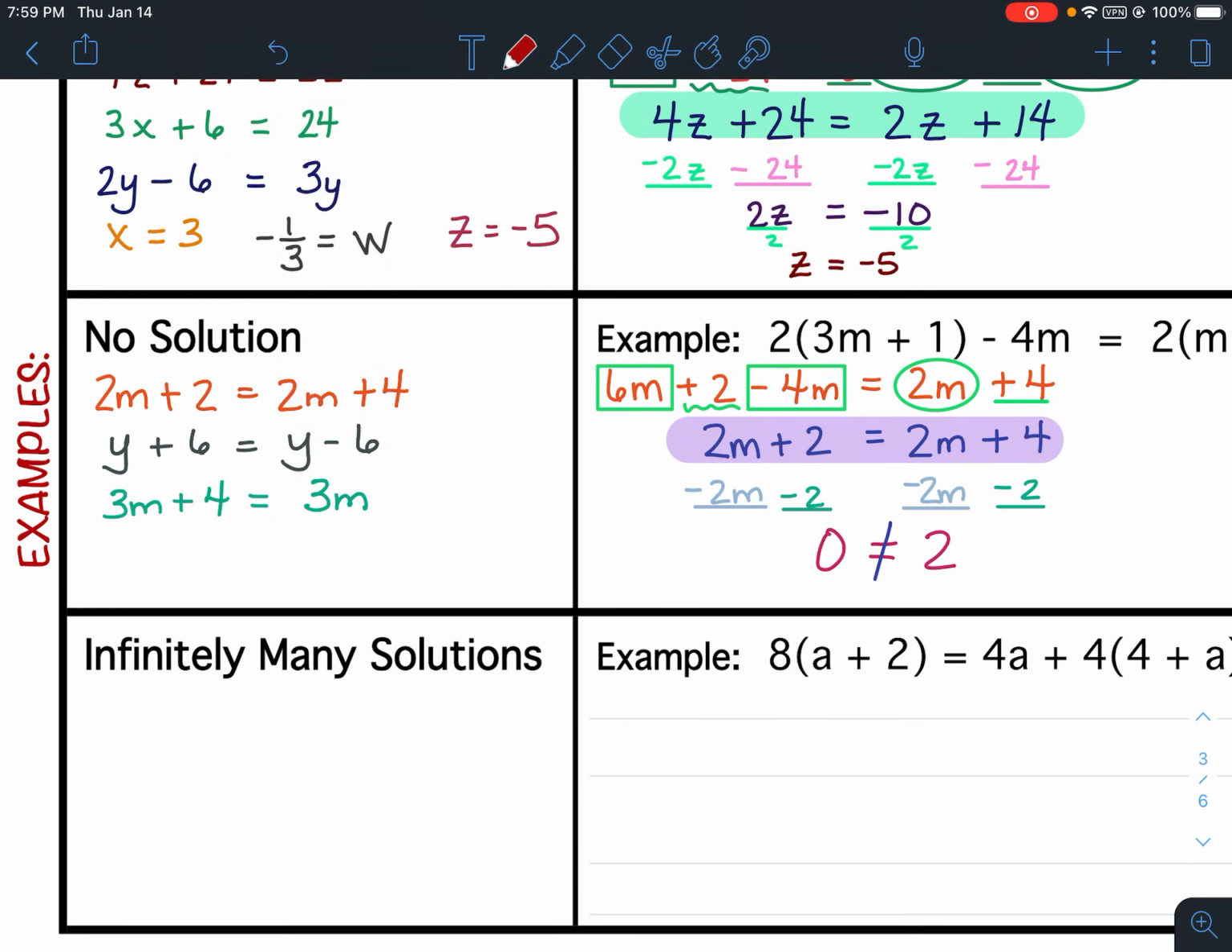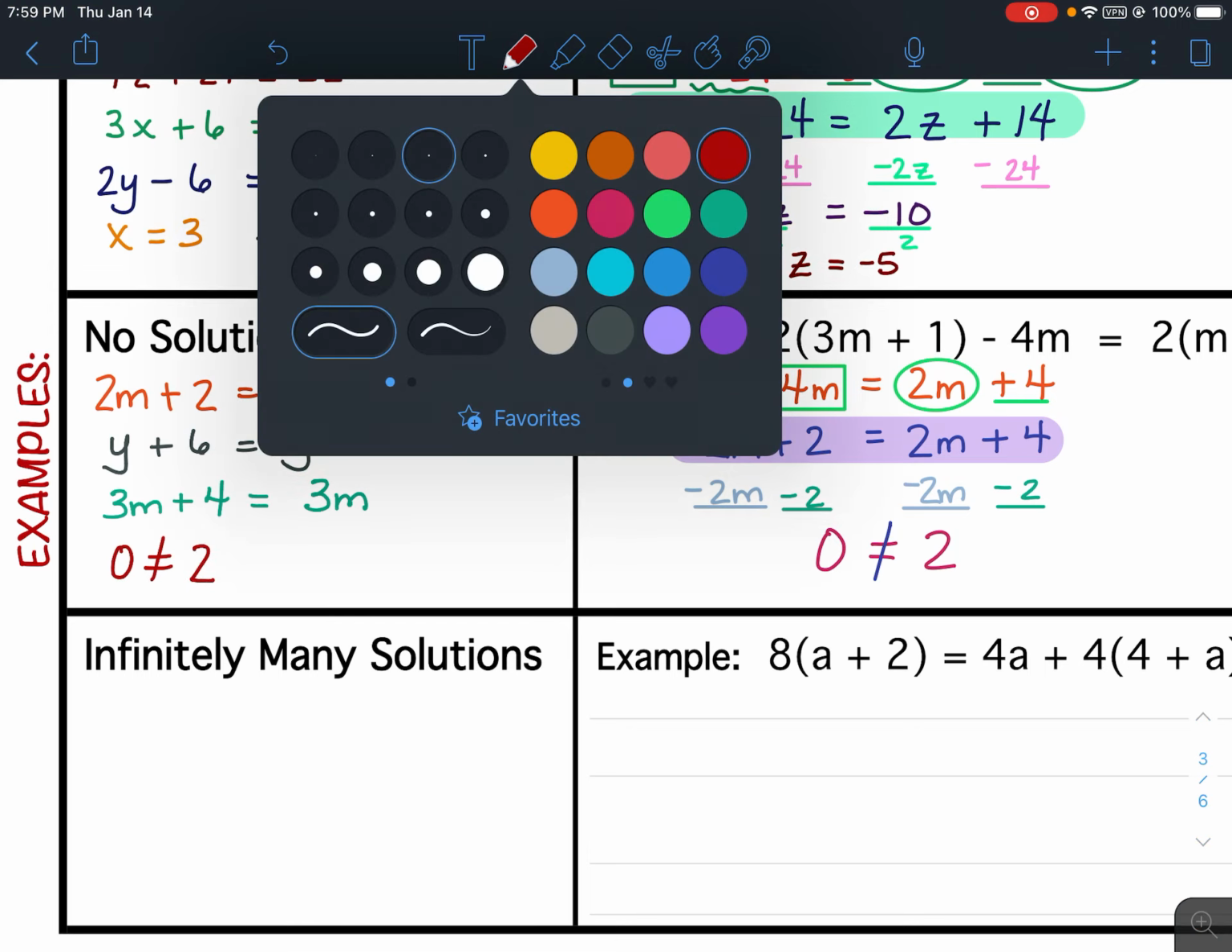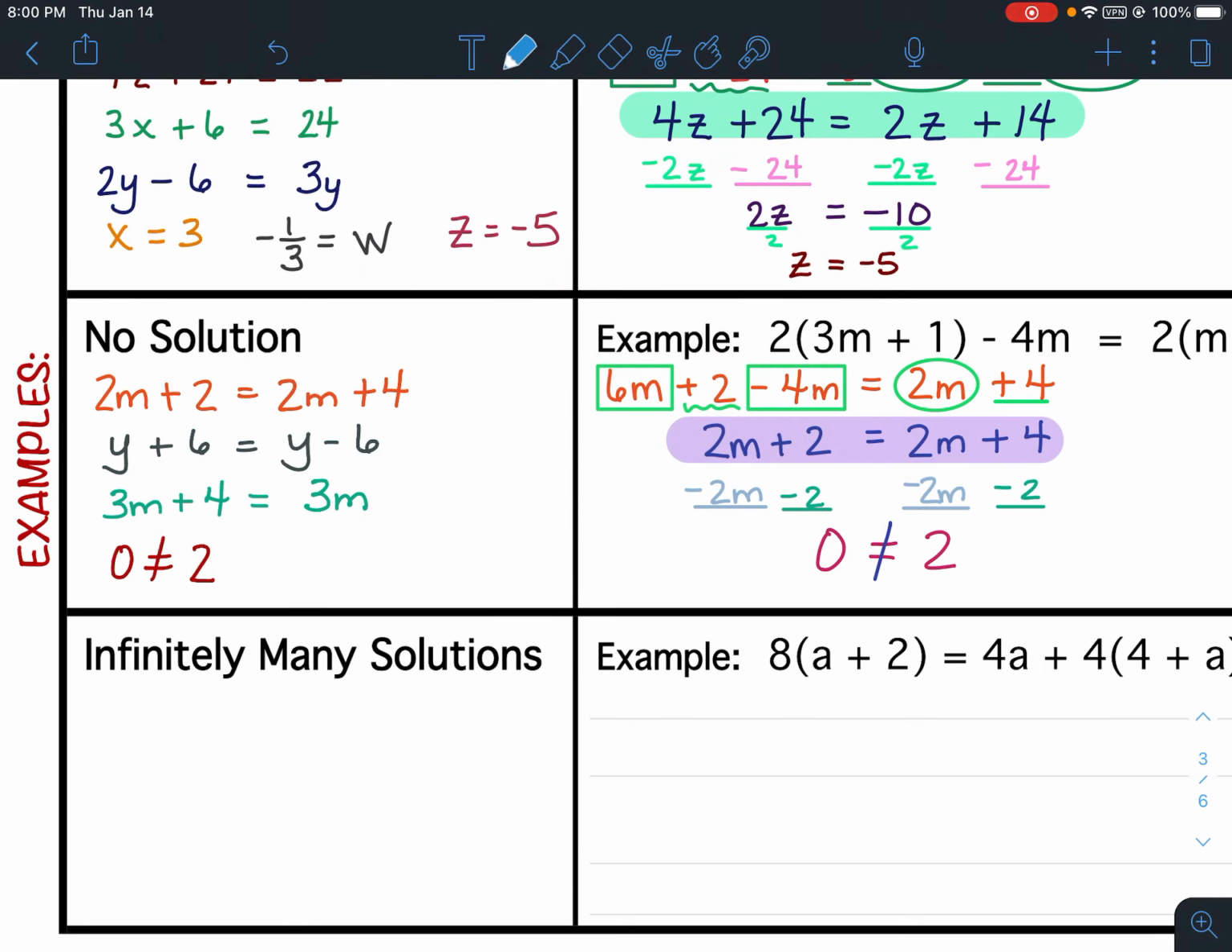Another one, how about if you continue the problem and you got two numbers that are not equal to one another? For example, we have 0 does not equal 2. Or you might get 6 does not equal 3. Or even 6 does not equal negative 6.